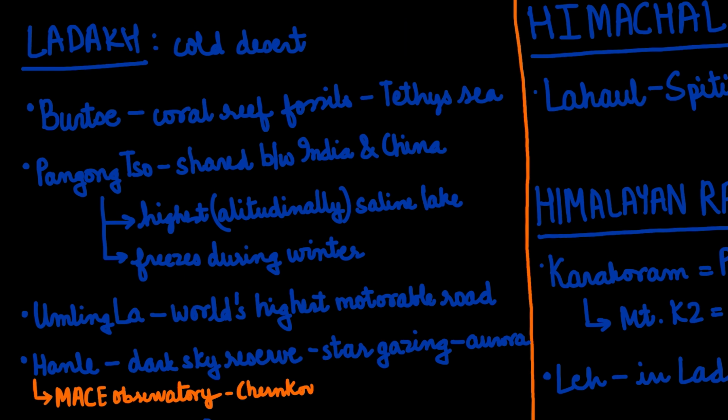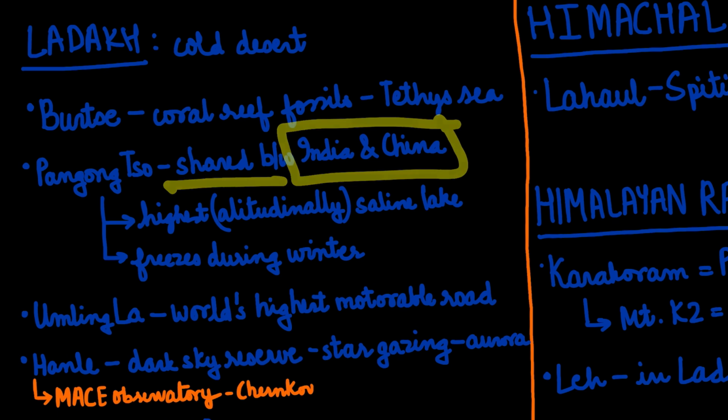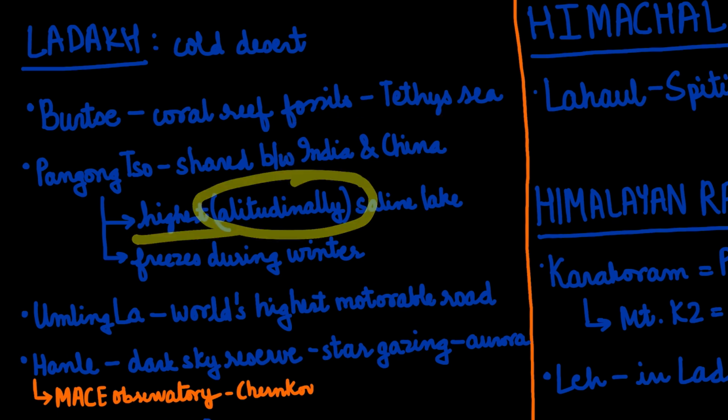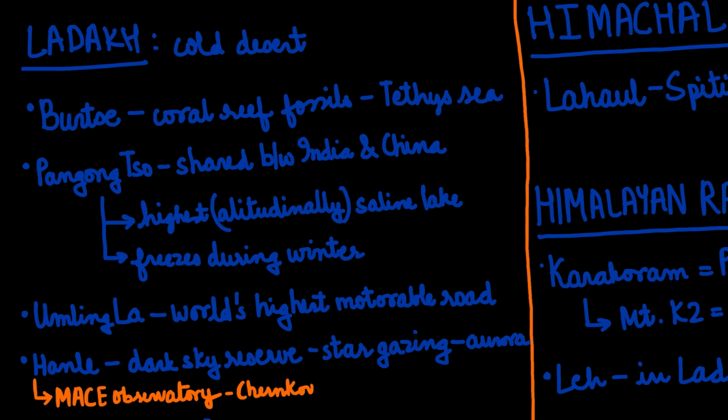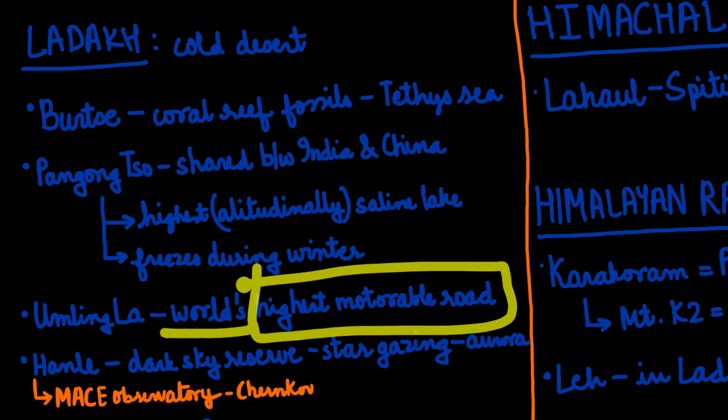So recently the Bertie, which are coral reef fossils, were in the news, and these trace their origin from the PPC. Then the Pangong Lake. It is shared between India and China. It is the highest altitude saline lake. So it freezes during winter, and there have been some proposals for ice sports. Then this Umling La Pass, which we've read, is the world's highest motorable route.